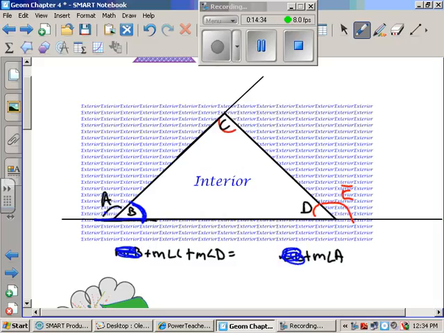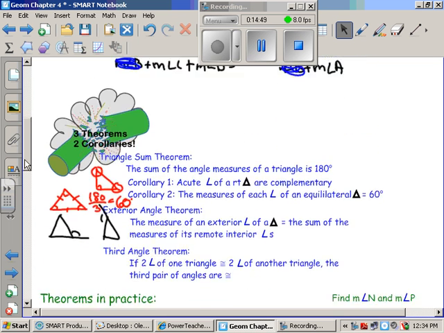B and C, right? Because remote means not right next to. Okay? So yeah, it would be B and C. Would be remote to E. Okay? Does that make sense? Everybody? Make sense? Okay. All right.